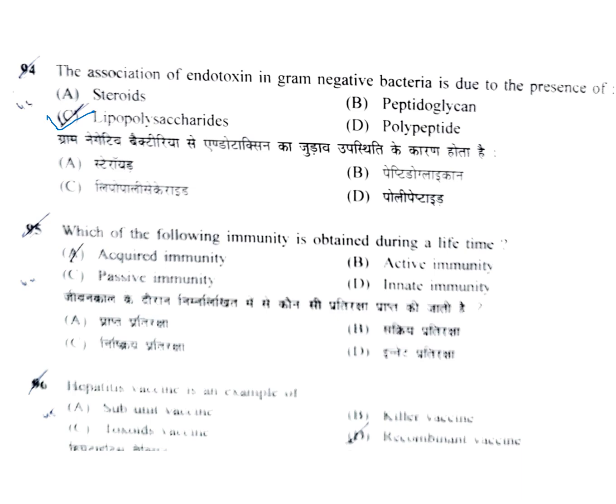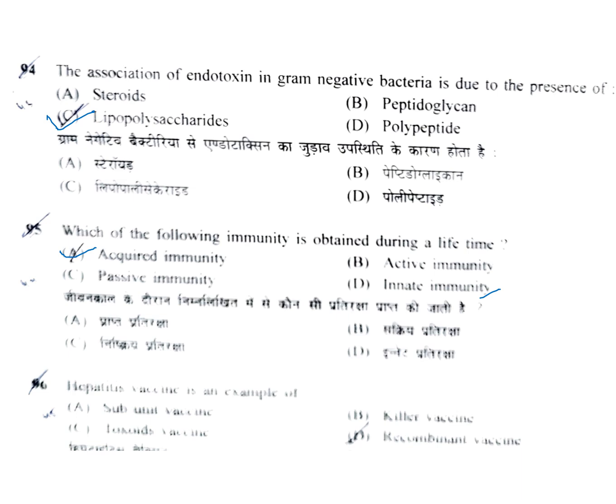Which of the following immunity is obtained during a lifetime? There are two types of immunity: innate immunity and acquired immunity. Innate immunity is the one which is present since birth, and acquired immunity is the one acquired during one's lifetime, when one is exposed to some antigen or pathogenic organism, and then the immune system mounts a response against those pathogens. So that immunity is acquired immunity.